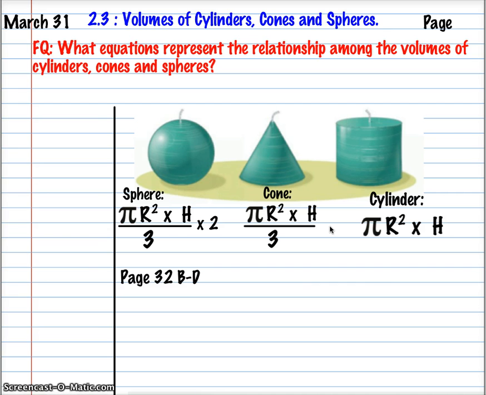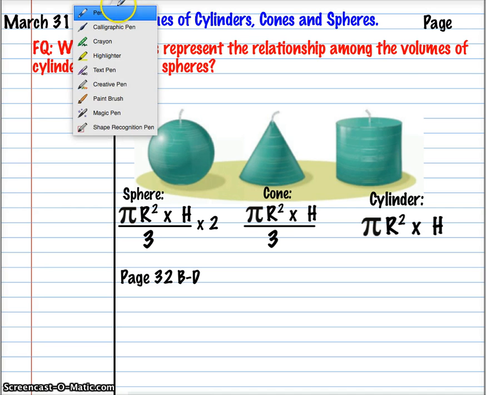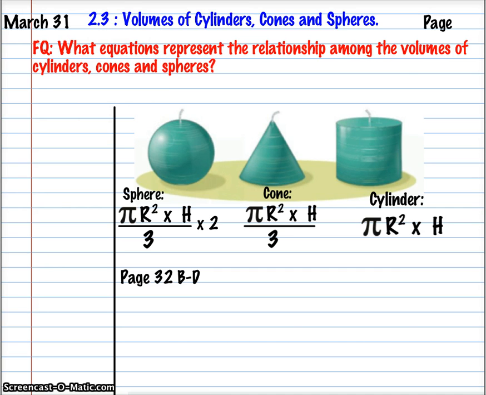Now, all of these cones and cylinders and spheres, they all have something in common. They all have the same radius. So this only works if the radiuses are all the same. So this radius is the same as this radius, the same as this radius, and they're all the same height. As you can see, they're all the same height.